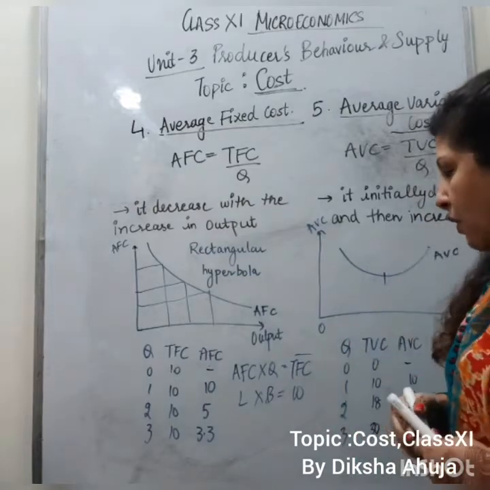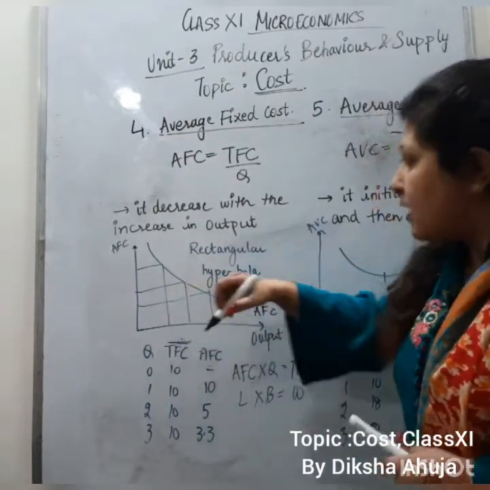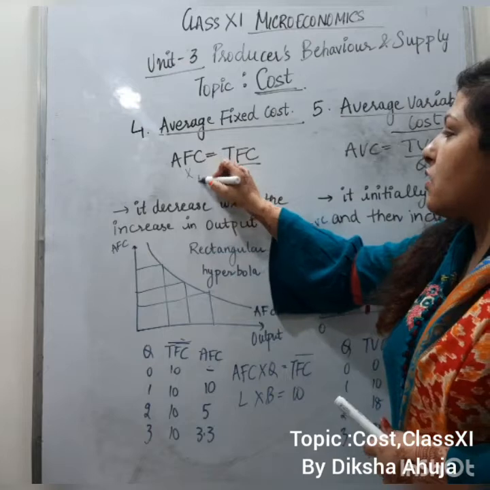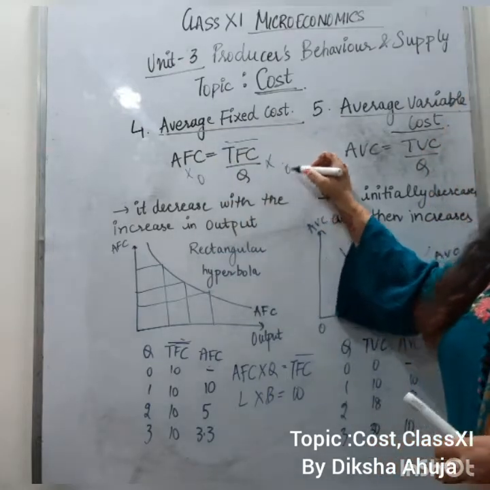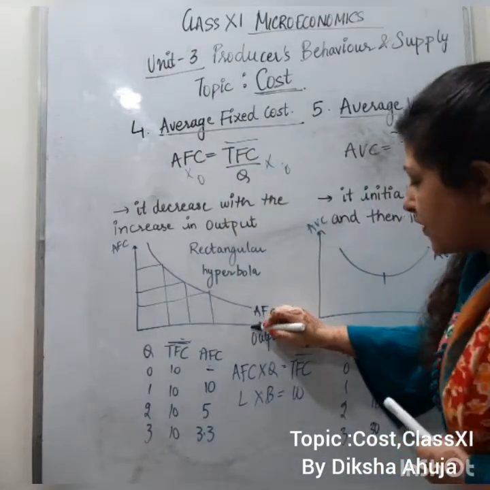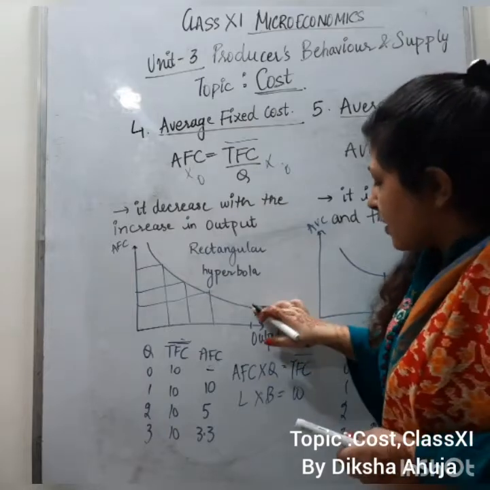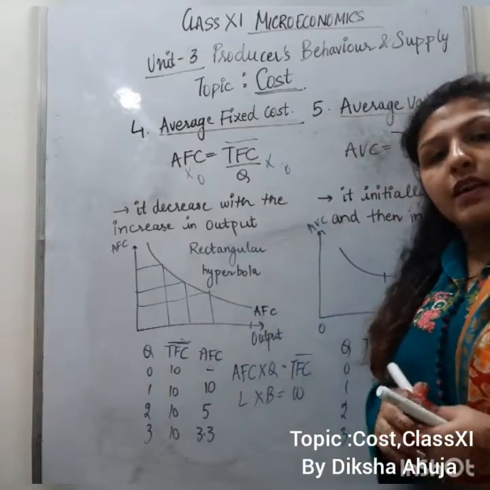Why is it never 0? Because TFC can never be 0. AFC can never be 0 because TFC can never be 0. Okay, so it will not touch any of the axes. यहाँ touch नहीं करेगा because touching will say that AFC is 0.